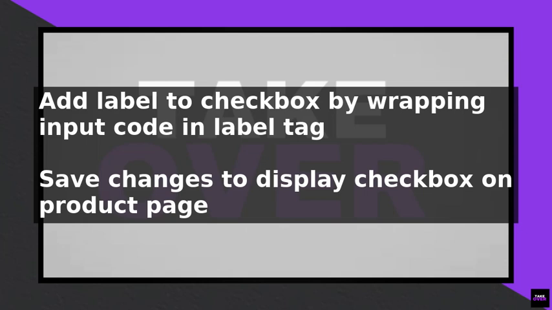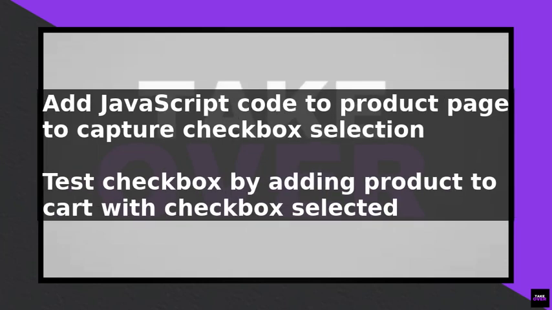You can add this code to the product page by clicking on the Online Store button in the Shopify admin panel, then clicking on the Themes button, and finally clicking on the Actions drop-down menu and selecting Edit Code. In the code editor, navigate to the product liquid file and add the JavaScript code to capture the checkbox selection. The code will depend on your specific requirements, but it will typically involve using the Shopify API to add the checkbox selection to the cart.